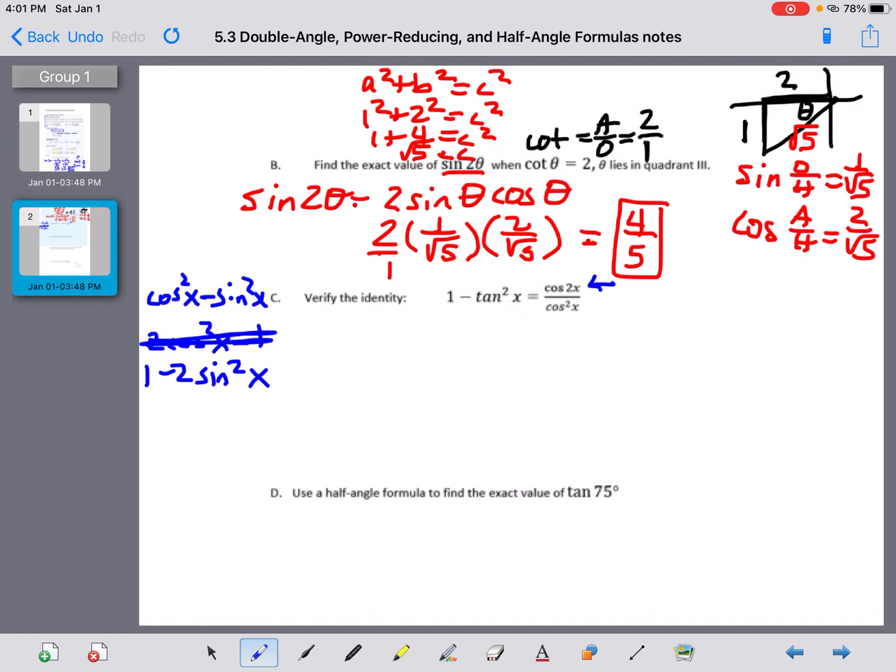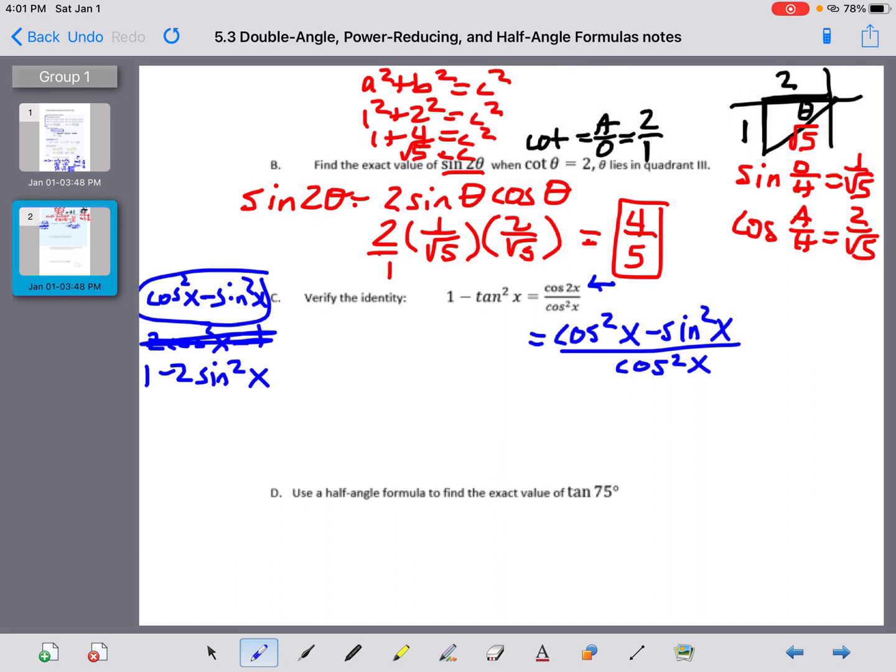If I do 1 minus 2 sine squared x, I'm going to get 1 over cosine squared, which is secant squared, and I don't have that on the left, so I might not want that. I think my best choice is the first one. Okay, so for cosine 2x, I'm going to do cosine squared x minus sine squared x all over cosine squared x. I have 2 terms on top, 1 on the bottom.